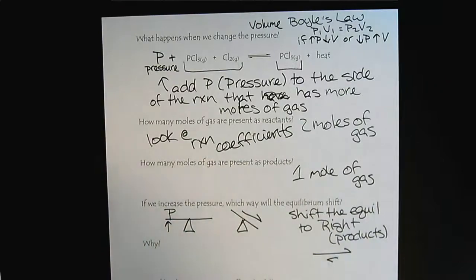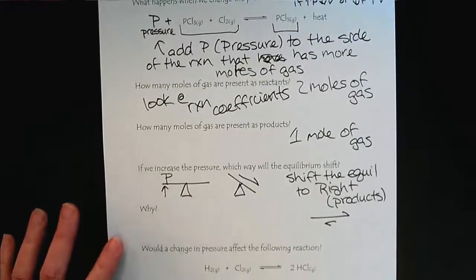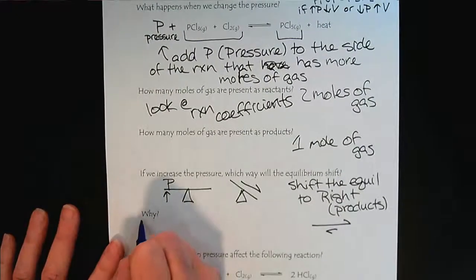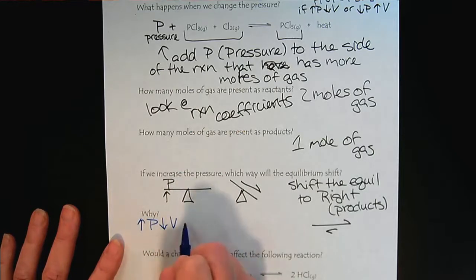Alrighty. So this is all you need. If you want a little more, just think about it: as we increase the pressure, we decrease the volume, and so that creates stress for the side of the reaction with more moles of gas.